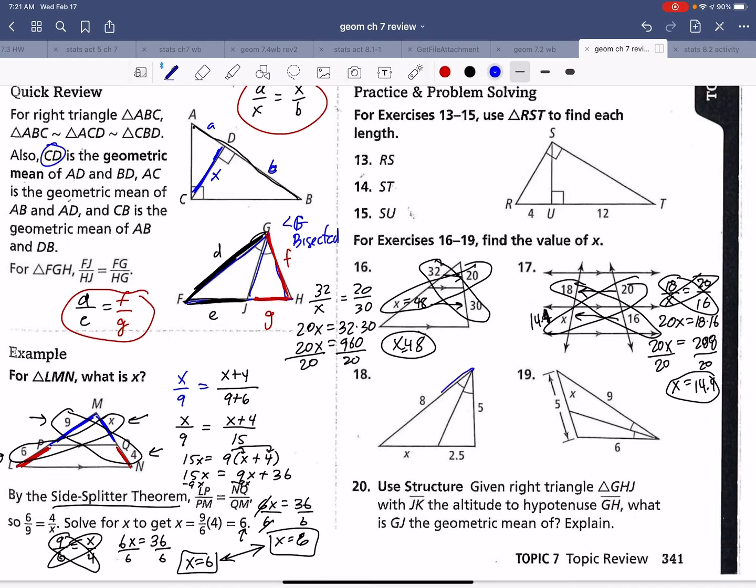Here we have our angle bisector. So this angle here at the top, I'll call that angle A, was bisected, so we could set this up side, bottom, side, bottom. 8 over x is equal to 5 over 2.5. And we will cross multiply to solve. So we get 4. Let's see if that makes sense. Yeah, half of 8 is 4, half of 5 is 2.5. That's that same pattern.